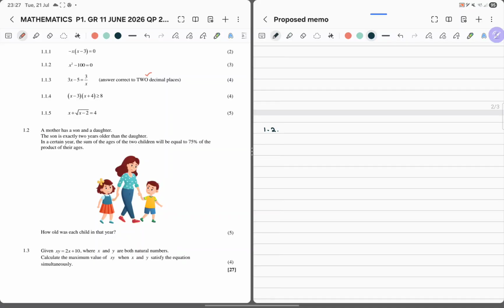So 1.2 says a mother has a son and a daughter. The son is exactly 2 years older than the daughter. Okay, in a certain year, the sum of the ages of the two children will be equal to 75% of the product of their ages. Okay, cool. Now the question is, how old was each child that year? So meaning those two. Okay, cool. Now we're going to say let the age of the youngest be equal to x.